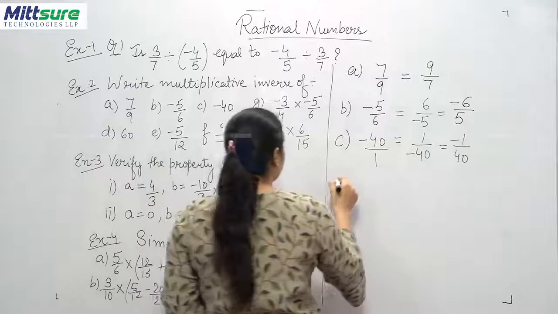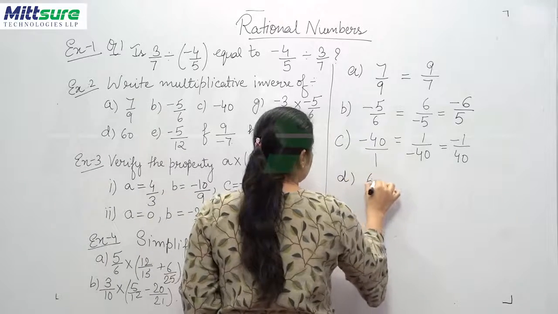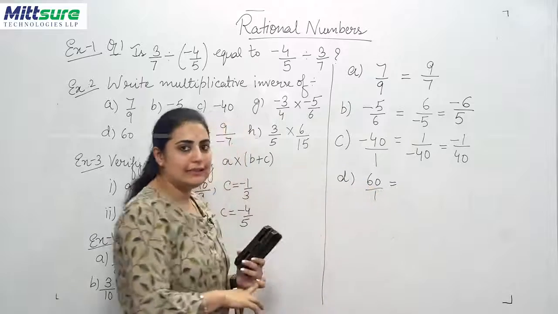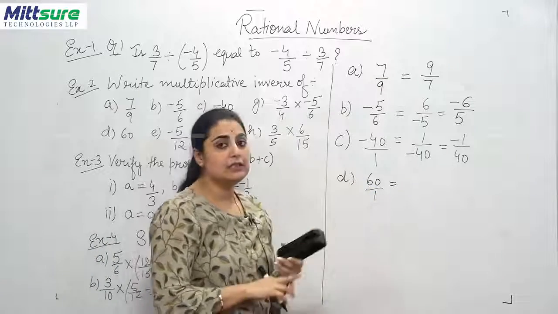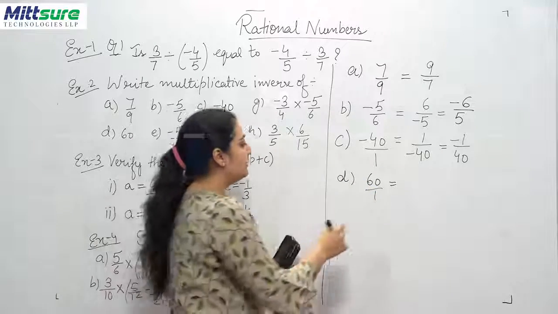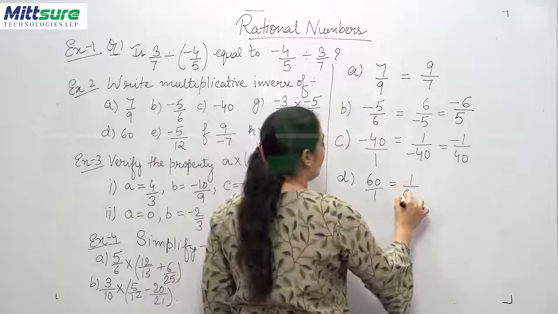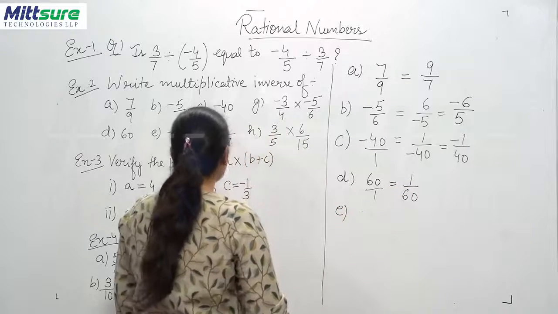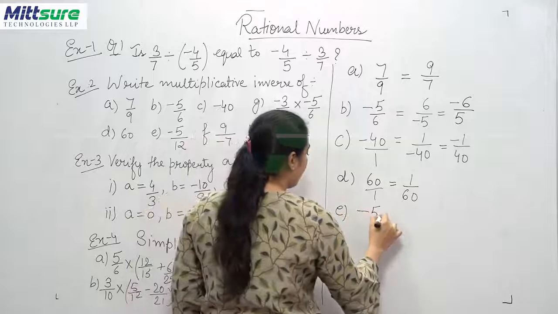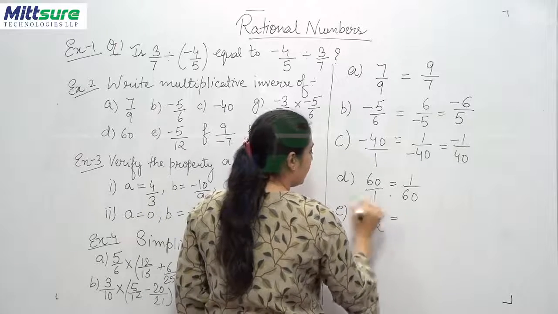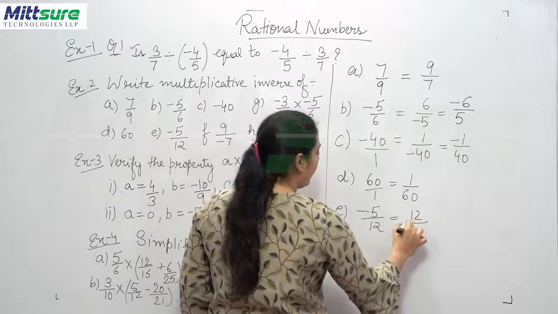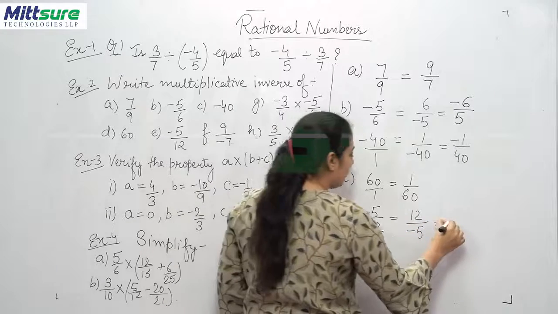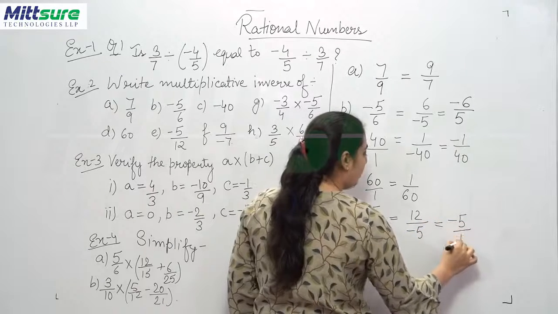Let's take the other number, that is 60. Again in the denominator nothing is there, but it is a hidden 1. So the multiplicative inverse becomes 1 upon 60. Then let's take the other question. It is minus 5 upon 12. It becomes 12 upon minus 5, but the standard form will be minus 12 upon 5.